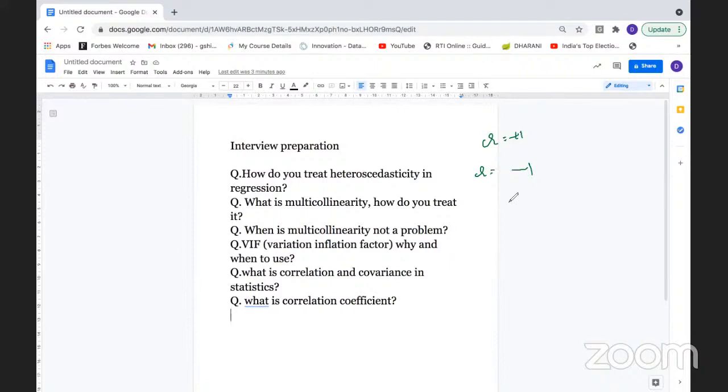What example can we take here? The amount of gas in a tank. The gas is decreasing, almost decreasing with speed. That could be an example for this. Now what if this value is 0? If it is 0, it means that for every increase, it is neither positive nor negative. They just do not have any relationship.